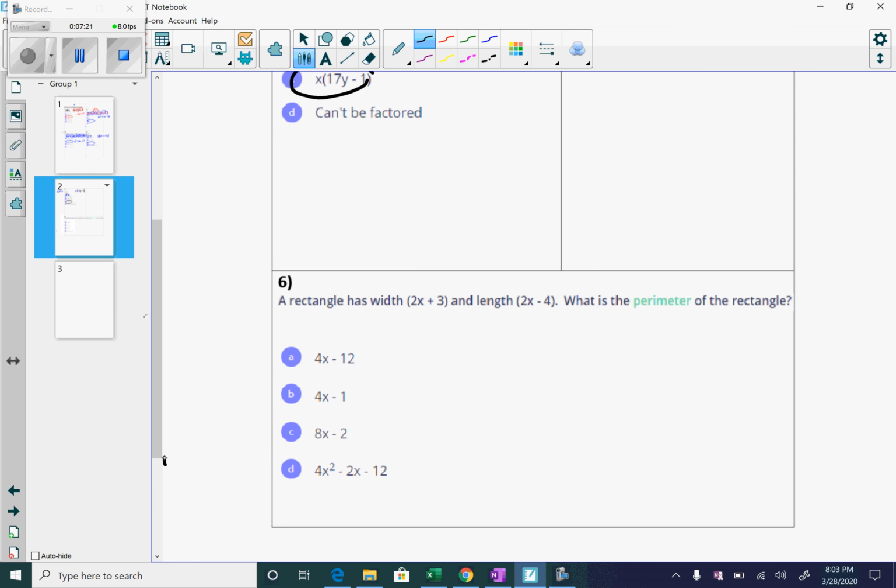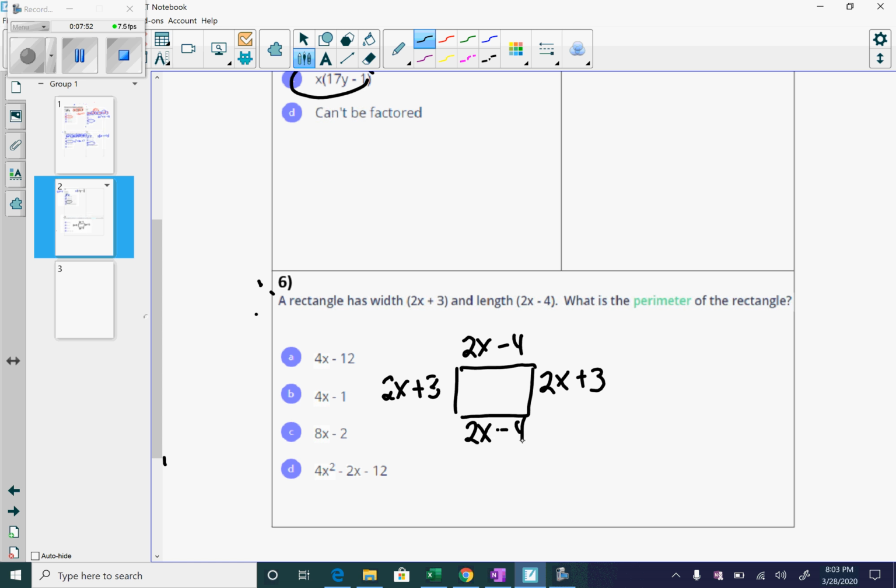Let's look at number 6. I've said this before. Anytime it's a perimeter question, draw the picture, because a lot of you got choice B, but that's only half the rectangle. Okay. If you draw the picture, you'll see that there are 2 sides that measure 2x plus 3. And then there are 2 sides that measure 2x minus 4.